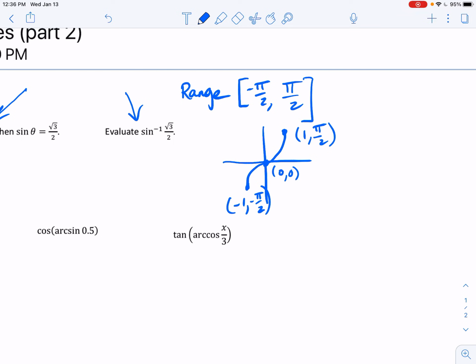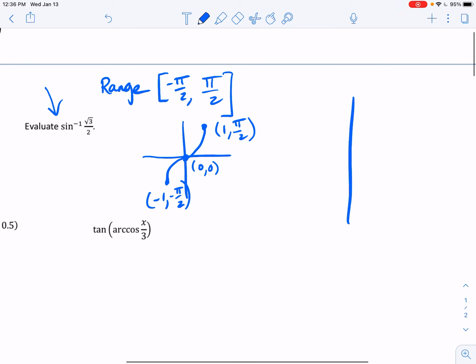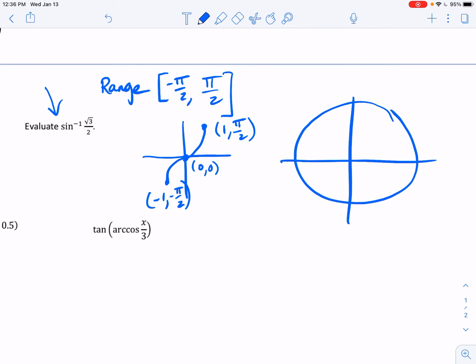That's the whole graph. It doesn't do anything else. And so its range is restricted to negative pi over 2 to pi over 2. If you think about this in terms of the unit circle, what we're doing is we can only live in quadrant 1 and quadrant 4, if we get to quadrant 4 the negative way. Okay, so we're going to go from negative pi over 2 to positive pi over 2.